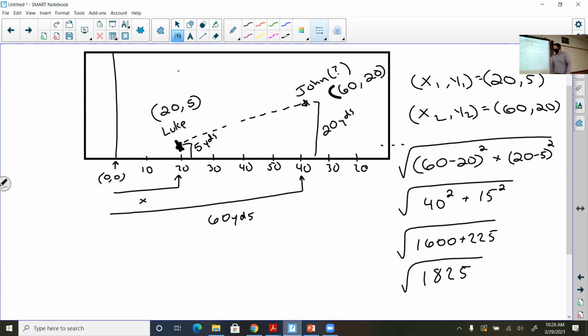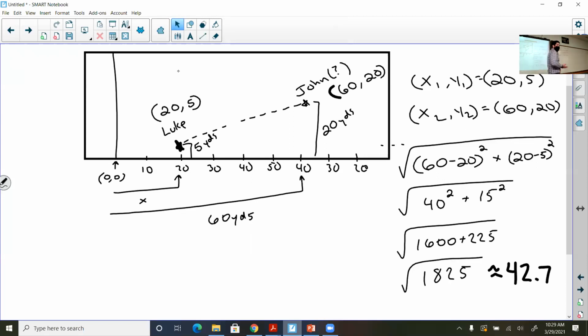So I'm getting the square root of 1,825. Now that doesn't really help me much when I'm talking about measurements. So how many yards would that be? So I'm going to go ahead and take the square root, and it's about 43 yards. So we'll say 42.7 yards.